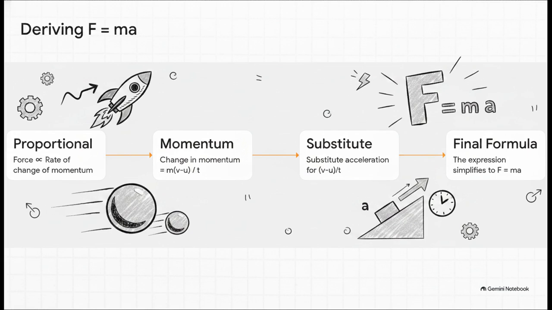Now here is where it clicks. The change in velocity over time, that is the literal definition of acceleration. So we just substitute the letter a right into the equation. Just like that, the formula beautifully and elegantly simplifies down to F equals ma. Force equals mass times acceleration. This incredible little equation tells us exactly how much force is required to change an object's momentum. It is the master key to mechanics.